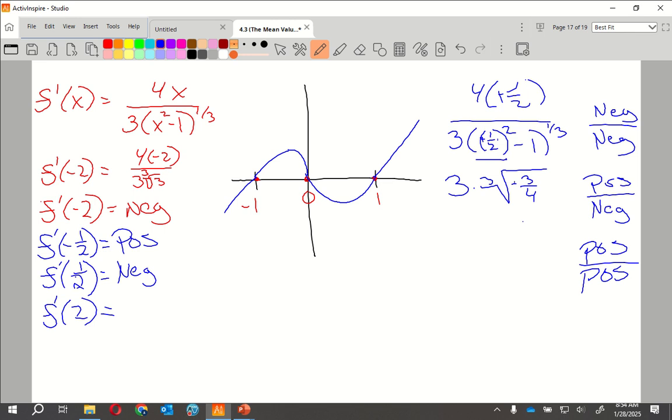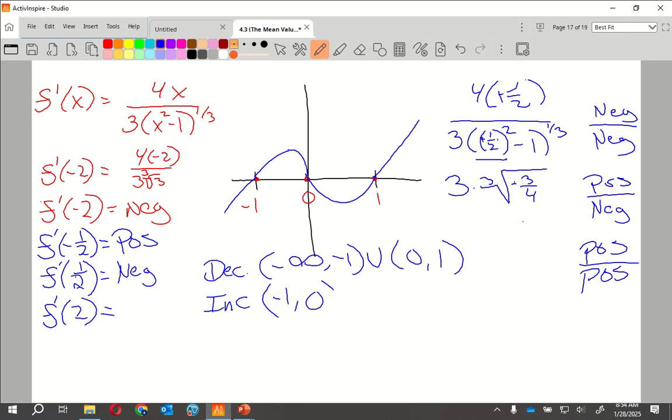So from my graph, it is negative, so it's decreasing from negative infinity to negative 1, and it's decreasing again, so that's a union from parentheses 0 to positive 1. It's increasing where it's positive, that would be from negative 1 to 0, and again, union from 1 to positive infinity.